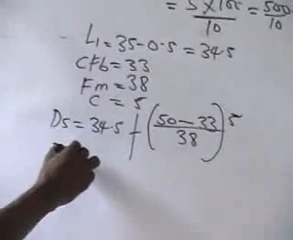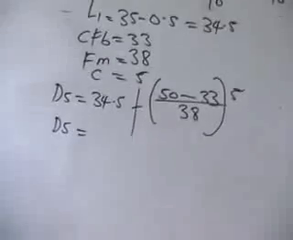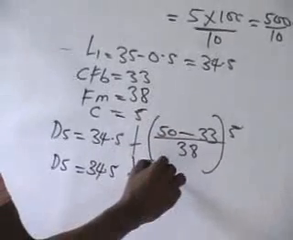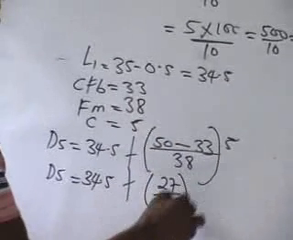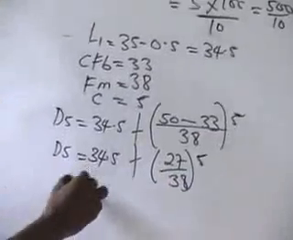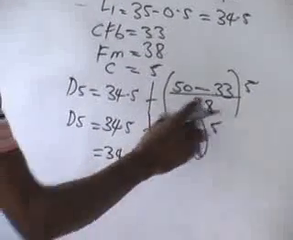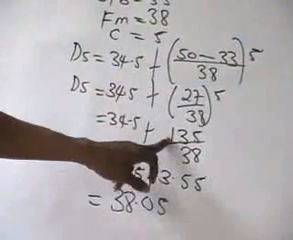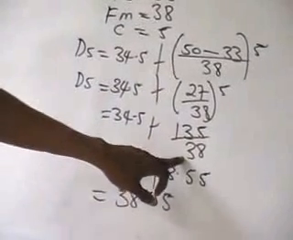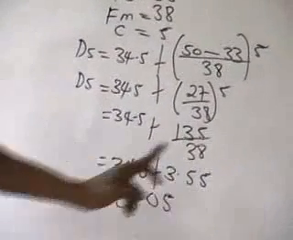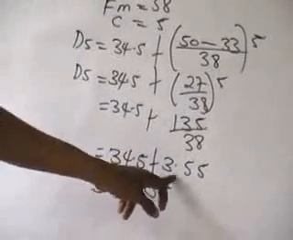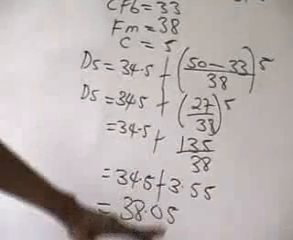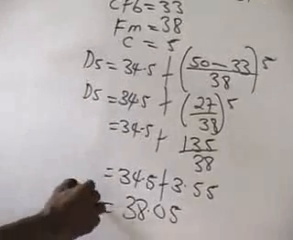So from here, our D5 now equals 34.5 plus, this minus this will give us 27, all over 38, bracket 5. So we now have 34.5 plus this times 5 divided by that. 27 times 5 will give us 135. 135 divided by 38 will give us 3.55. So 34.5 plus 3.55 will give us 38.05. So that is the answer to the fifth decile. Are we together?